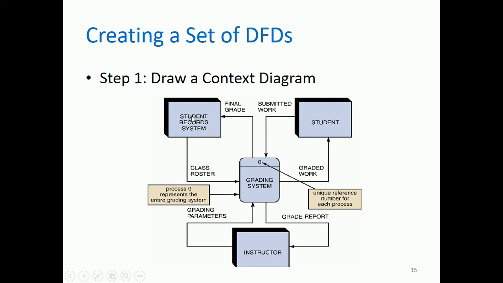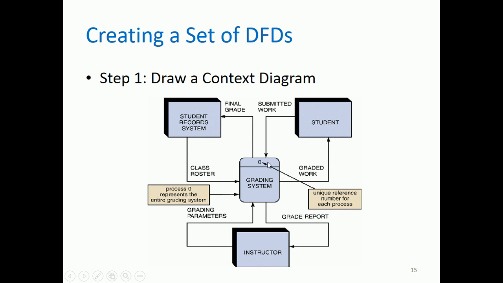So from the student record system, it will provide the information of class roster as input to the grading system. And then the student, as input, will submit its work, and then it will be placed in the grading system. And then we have the instructor. Grading parameters are their input to the grading system. For example, 50% is for the major exam, 5% for attitude, 5% for project, and so on and so forth. That is the grading parameters.